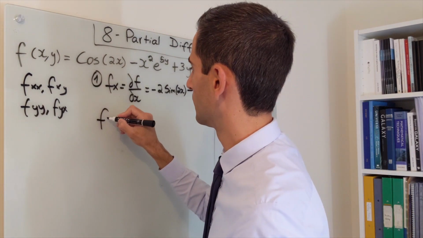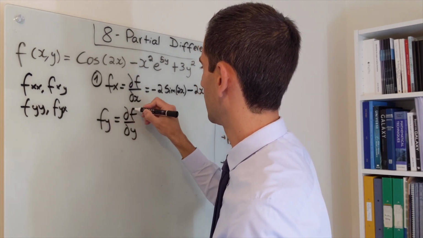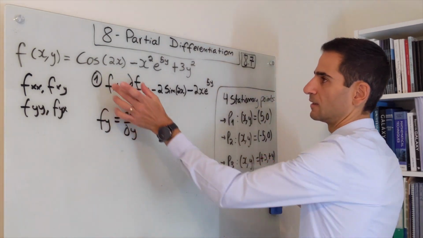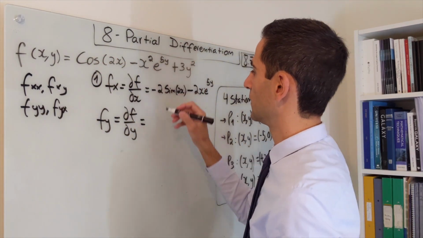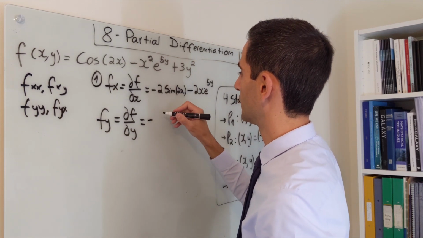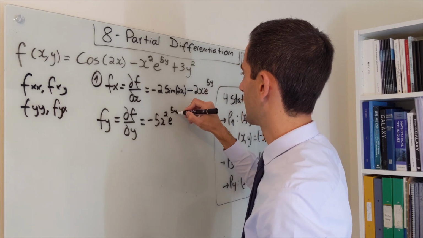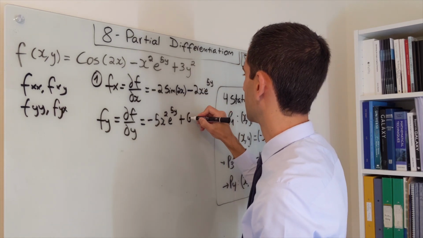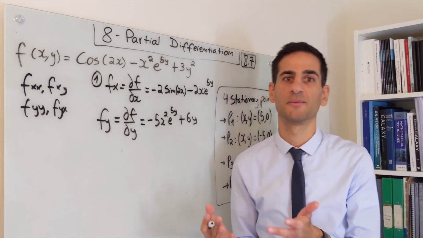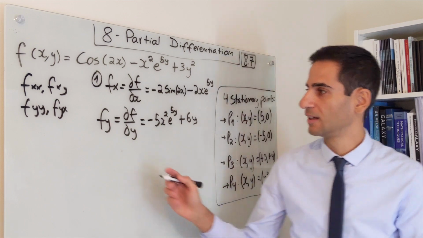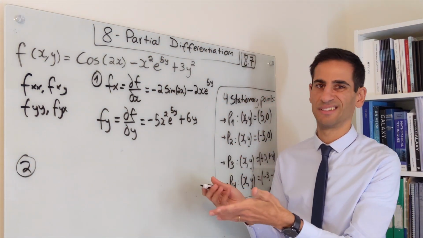For the derivative in respect to y of f, this does not depend on y, but these two terms do. We just use chain rule, that's minus 5x squared e to the power of 5y plus 6y. These are the first order partial derivatives, which you already knew how to calculate. And step number 2 and final will be just about differentiating these again.